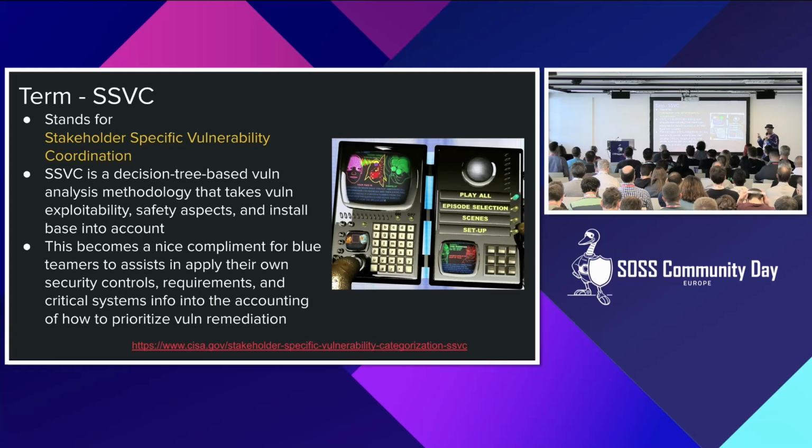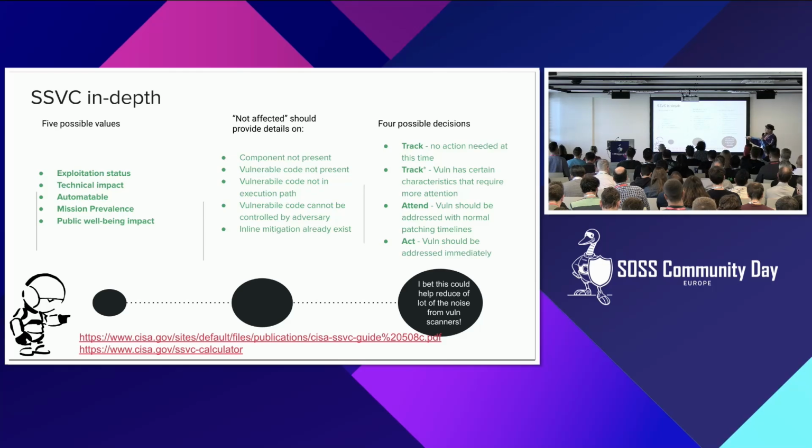There's another one called SSVC, which stands for Stakeholder-Specific Vulnerability Coordination. This is another way to do risk assessment, do better analysis based off of your context, security controls you have in your environment. It's a decision tree that kind of walks through the vulnerability. There are 5 possible values. If you are not affected, they have some information that's required. And then there's 4 possible decisions.